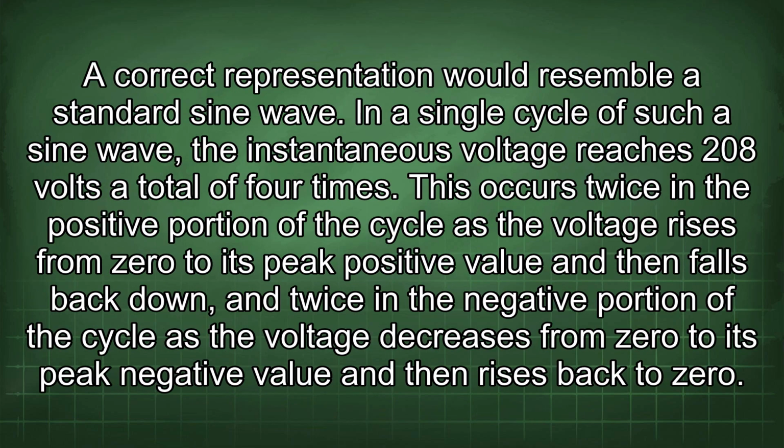A correct representation would resemble a standard sine wave. In a single cycle of such a sine wave, the instantaneous voltage reaches 208 volts a total of 4 times. This occurs twice in the positive portion of the cycle as the voltage rises from 0 to its peak positive value and then falls back down, and twice in the negative portion of the cycle as the voltage decreases from 0 to its peak negative value and then rises back to 0.